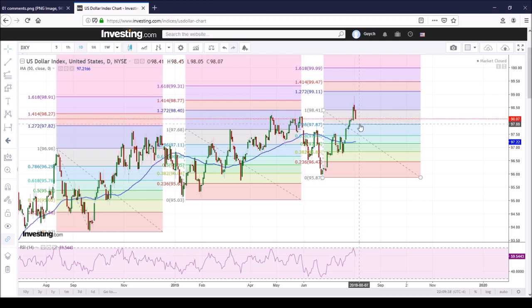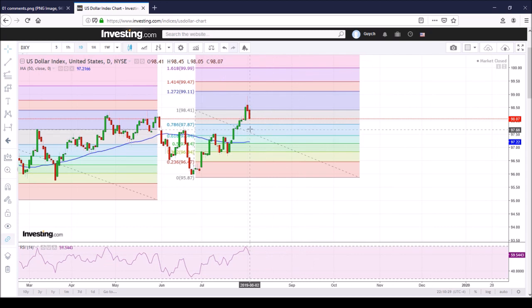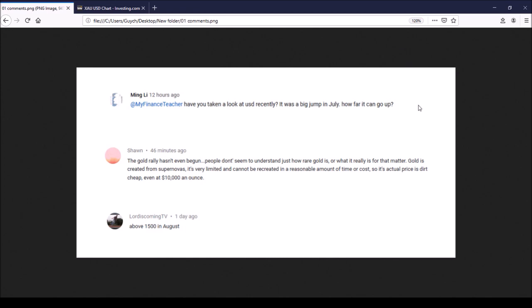So there is still a good chance and there is still enough time within this advancing phase for the dollar to possibly reach the 414 Fibonacci extension. That's somewhere around 99.5. So over the very short term, I think the US dollar should cool down a little bit over the next few days. But over the next several weeks to a couple of months, I think the US dollar is going to strengthen a little bit. Now let's go back to those comments again.